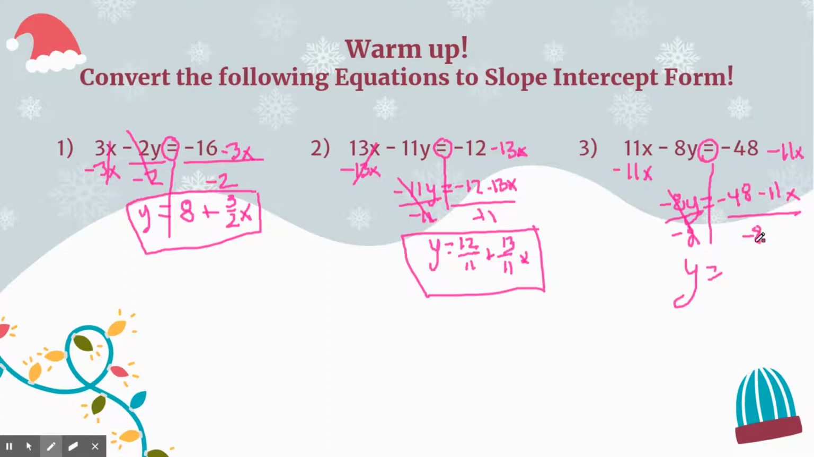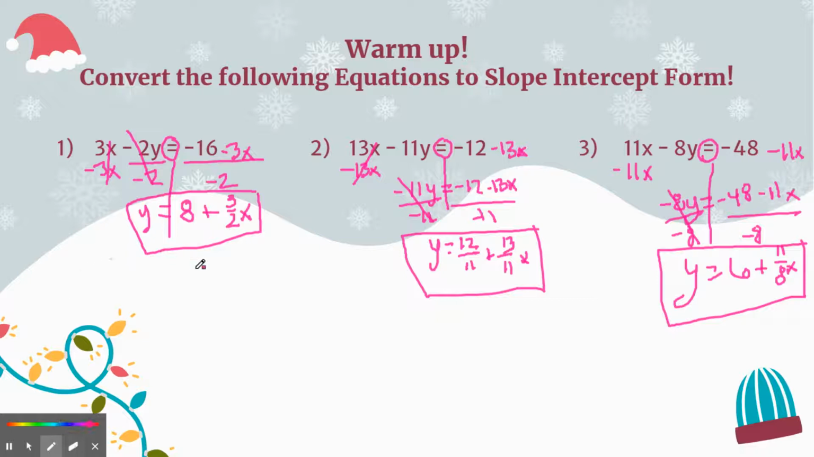-48 divided by -8 is going to make a positive, and 48 divided by 8 is 6. -11 divided by -8 again is going to make positive. 11 cannot divide evenly by 8, so I'm going to leave it as a fraction as 11/8 x. All right, if you need to write any of this work down, please pause before I move on to the next slide. If you're with me, we're going to go ahead and move on to the next slide in just a second. Go ahead and hit pause.